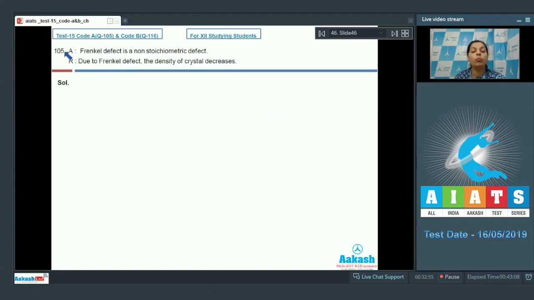After this, question number 105. Assertion is Frenkel defect is a non-stoichiometric defect. It is an incorrect statement. Why? Because in case of Frenkel defect, one of the particles from its site is moved to the interstitial site, and that is not changing the stoichiometry. Further, the reason says that due to Frenkel defect, the density of the crystal decreases. In case of shifting of the particle from the original lattice site to the interstitial site, there is no change in density. It means both assertion and reason are incorrect statements.